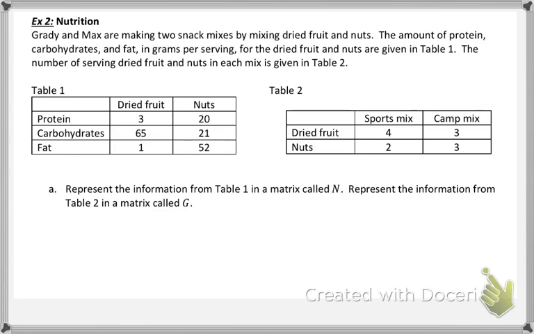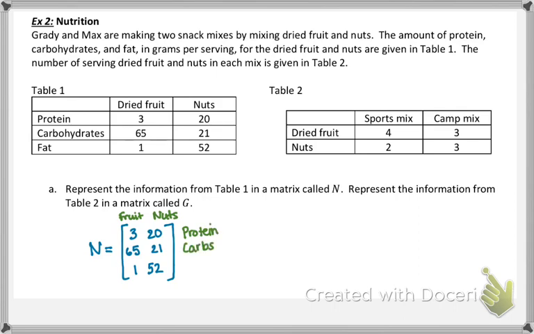So when I say matrix N, it can be written as a 3 by 2 matrix: 3, 20, 65, 21, and 1, 52, where the columns represent the dry fruit and nuts, and the rows represent protein, carbs, and fat.